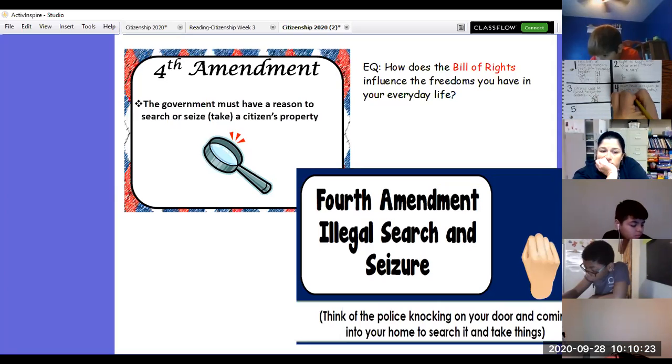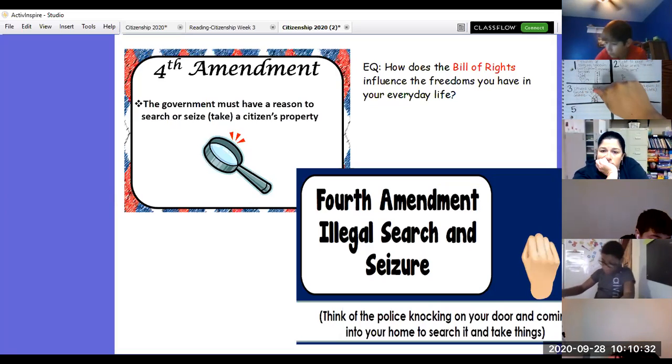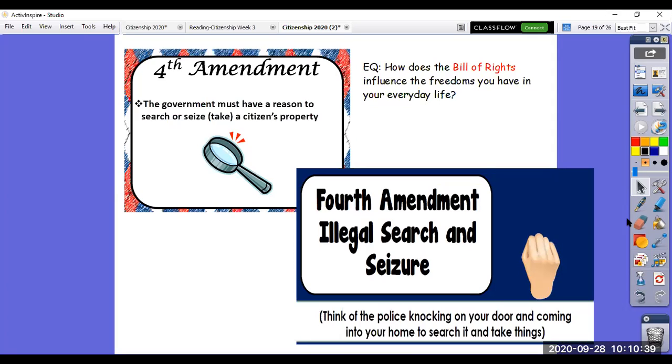Your property. And like Miss Standard says, the fist is like the police knocking on your door saying, we have a warrant to search your home for evidence, okay? They have to have the warrant. So I'm going to draw for my picture the magnifying glass. And I don't know how to draw someone knocking. I'm just gonna say, knock, knock, on someone's door.